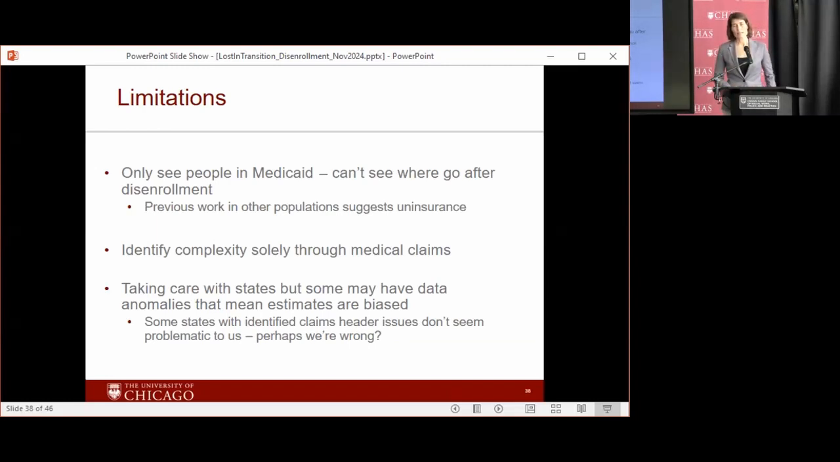Another thing is the TAF data that we use are very well known to have data anomalies specific to each state. So we took a lot of care to use only states where we felt like the data was valid. We do a lot of sensitivity checks in the paper, looking at what happens if we exclude this state or the other state, but it's definitely possible that we've included a state where the data are biased.